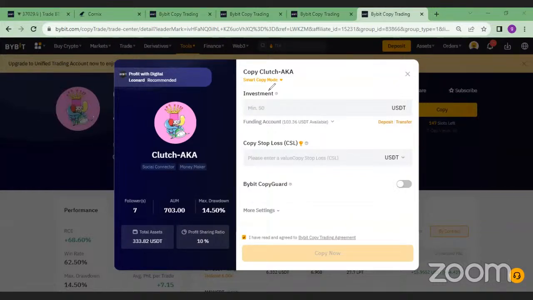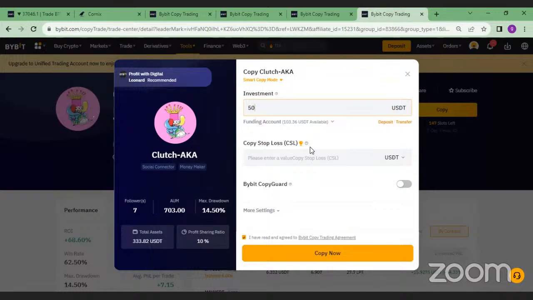When this dialog box pops up, you want to pay attention to this. There are two ways you can copy traders. We have the smart copy mode, and then we have the advanced copy mode. With the smart copy mode, you don't need to do much adjustment. You just put in the amount of money you want to copy his trade with. For instance, the minimum is $50, so you put in $50. If you don't have the money here, you can do a transfer or make a deposit.